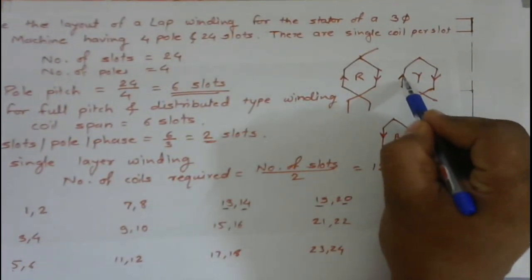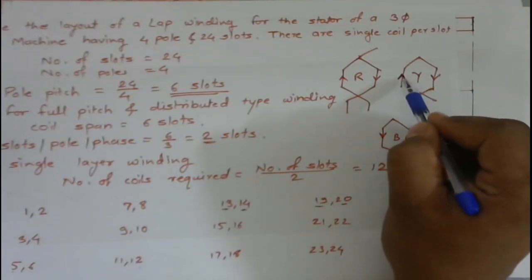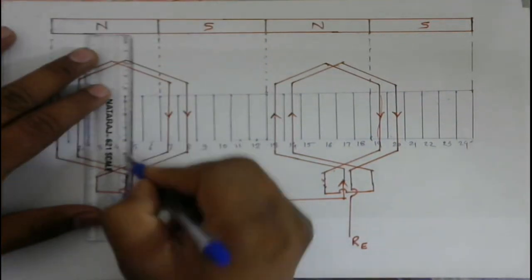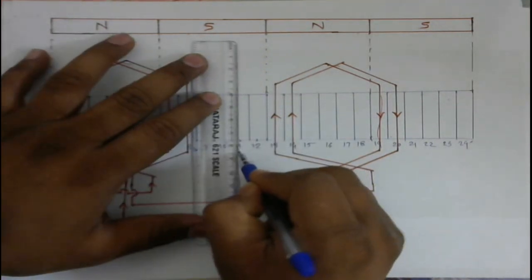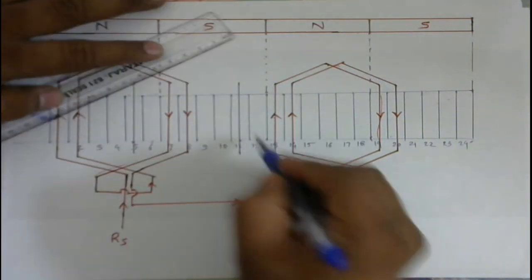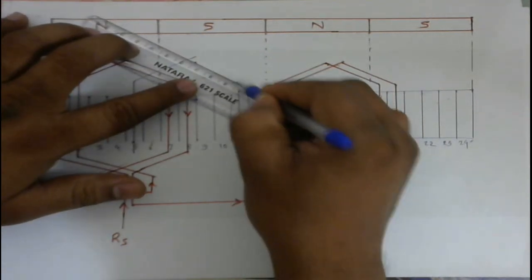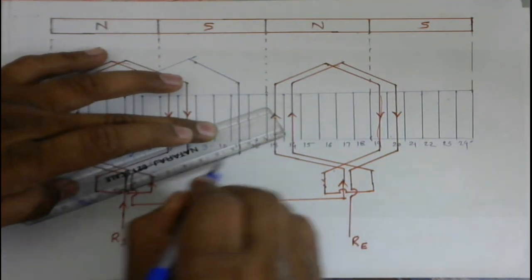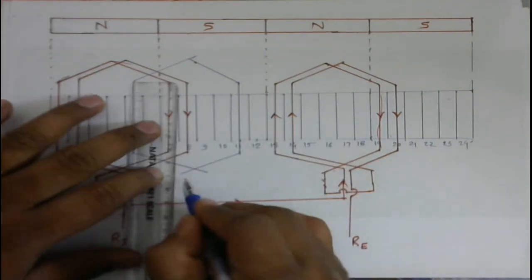See, as we discussed earlier, in case of Y phase winding, for that particular instant, current in coil side 1 is flowing in upward direction. So we are going to place coil side 1 in 5th number slot like this. So this is Y phase from 5th to 11th, and this is the first coil of Y phase.